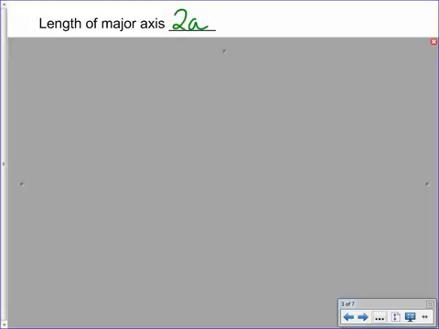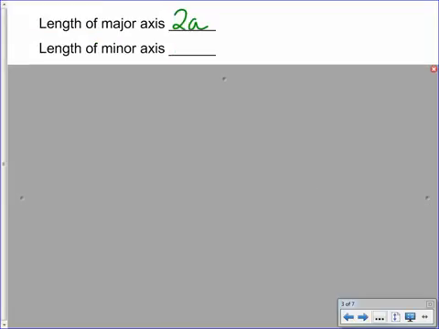Which means, Sean, how long is the minor axis? Okay, he spouted off a lot of things. Does somebody want to comment on which one is correct? 2B. You got it.